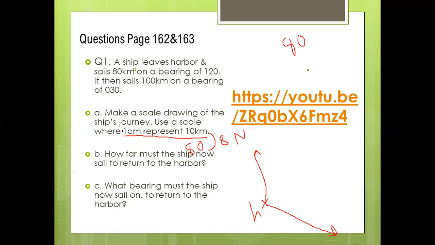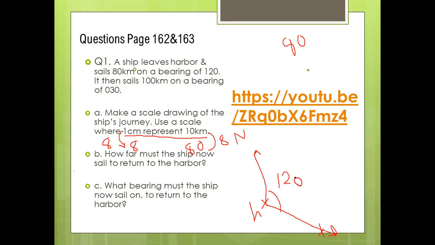So if it was 1 centimeter, how can I change it? Remember direct proportion, we talked about that. Scale is the same. So it's 1 centimeter, and if I multiply it by 8, any modification on one part I have to do on the other side. So that would be 8 centimeters. You bring your ruler, measure 8 centimeters, and mark the first position of the ship by traveling a bearing of 120 degrees.